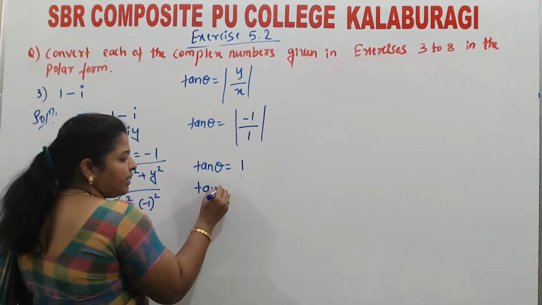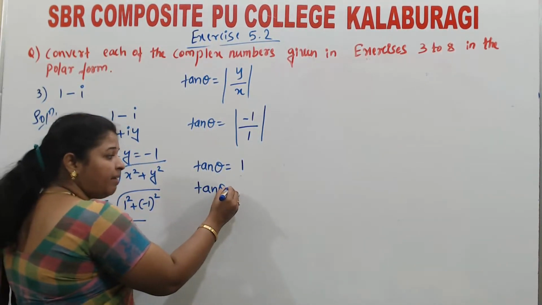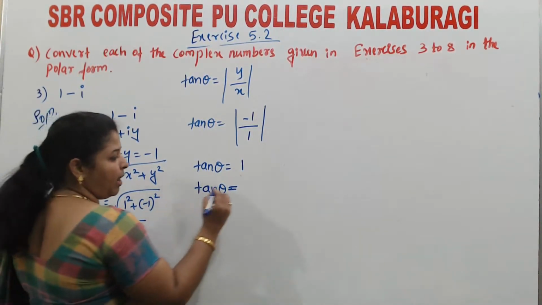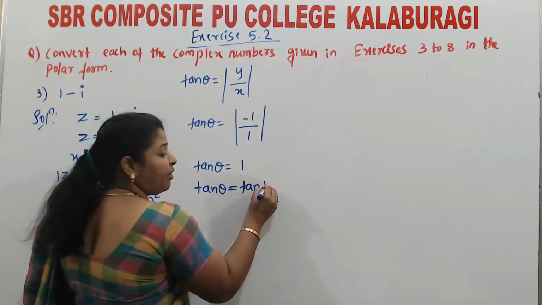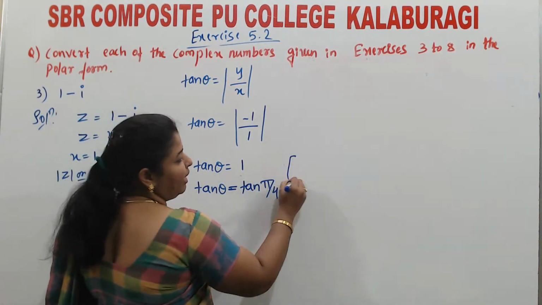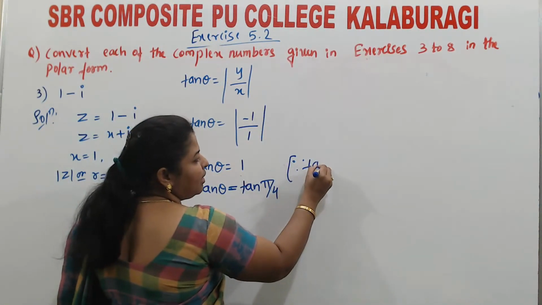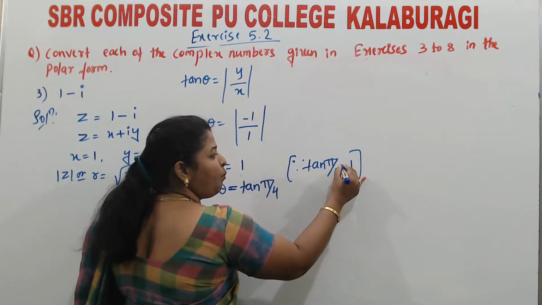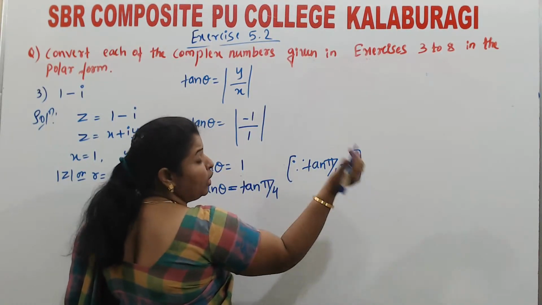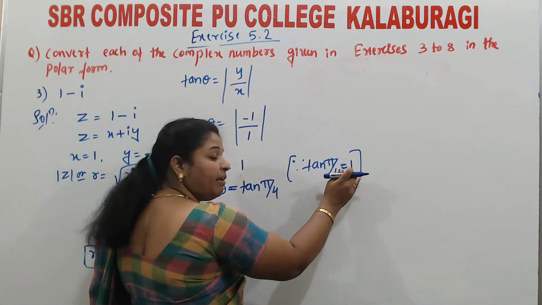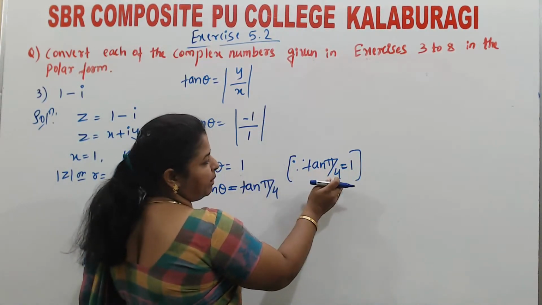Then tan theta is equal to, in which angle tan value is 1? We know tan 45 degree is equal to 1, right? Therefore, tan 45 degree in radian form how we write? Pi by 4. Because tan pi by 4 is equal to 1. Usually we will write tan pi by 4 is equal to 1. Here we are replacing 1 is equal to tan pi by 4.